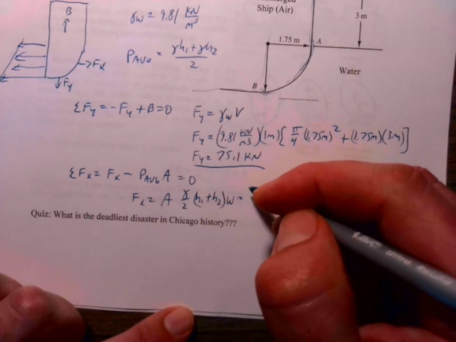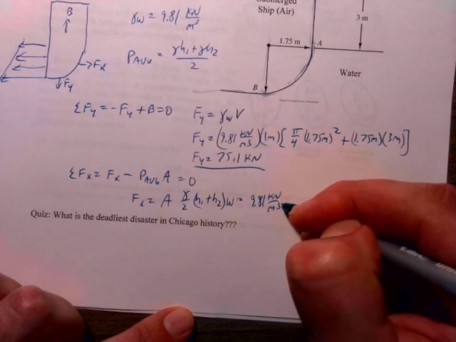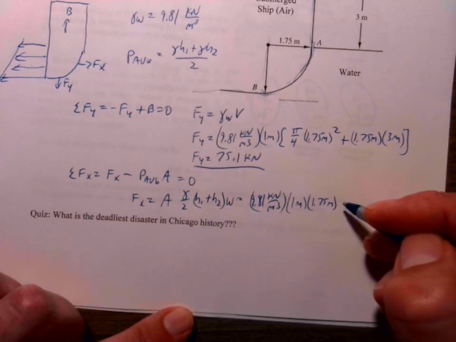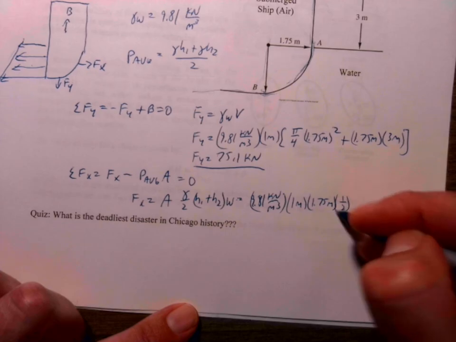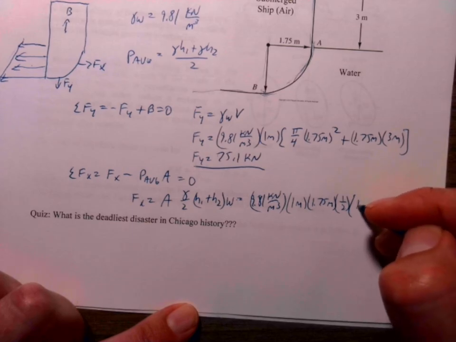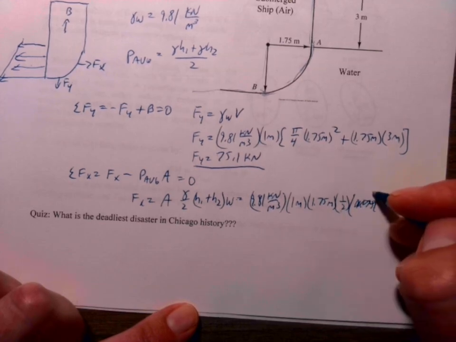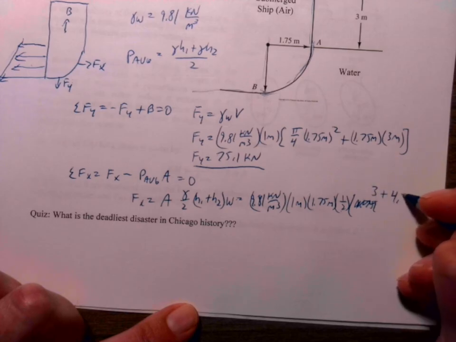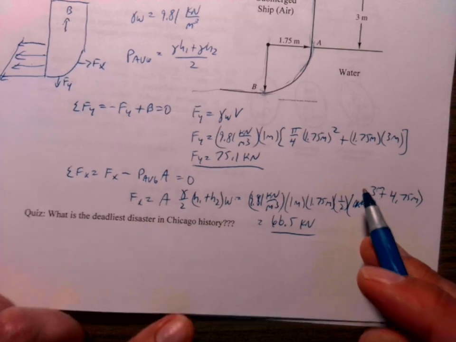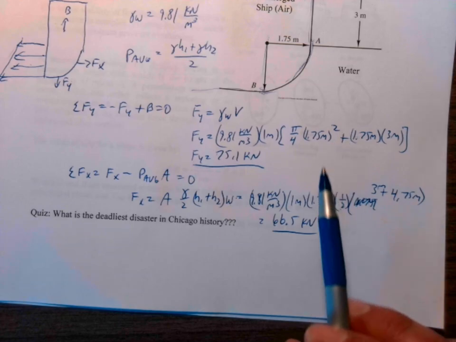So let's see, gamma is 9.81 kilonewtons per cubic meter. The area is 1 meter by 1.75 meters, and then the gamma needs to be divided by 2, so we have a half. That leaves H1 and H2, which are 3 plus 4.75 meters. I've already got the 2 there. And that then gives me that this should be equal to 66.5 kilonewtons. That is the force in the x direction, if I've got that right. So, yeah, we'll pick up there in the next video.